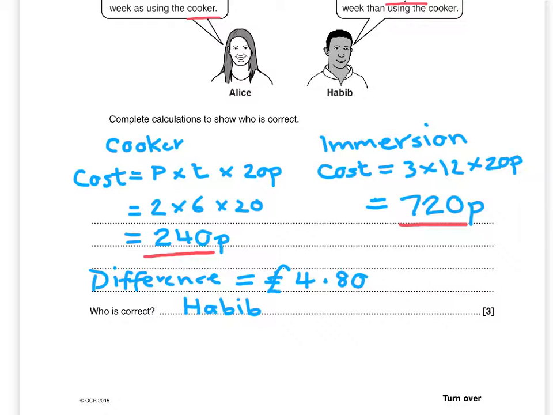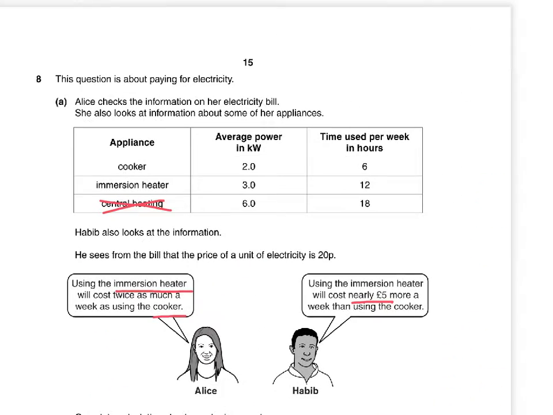So to calculate the cost of something, we've got to work out the energy used, which is equal to the power times the time, and then times it by the cost per unit. And the power's got to be in kilowatts and the time has got to be in hours. Nothing should catch us out in this question, because that's what the power and the time are actually in. Have a quick scroll back to this. So we can see that the average power of the cooker is 2, and it's used for 6 hours a week. The average power of the immersion heater is 3 kilowatts, and it's used for 12 hours a week.